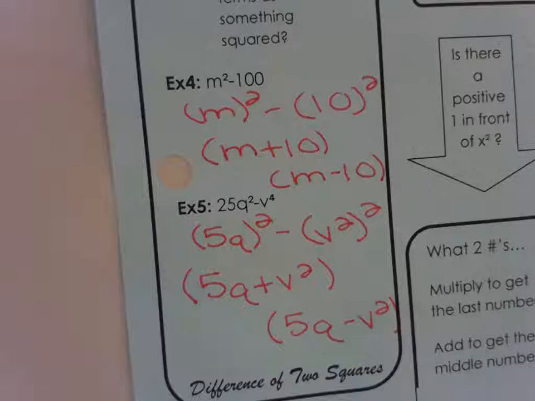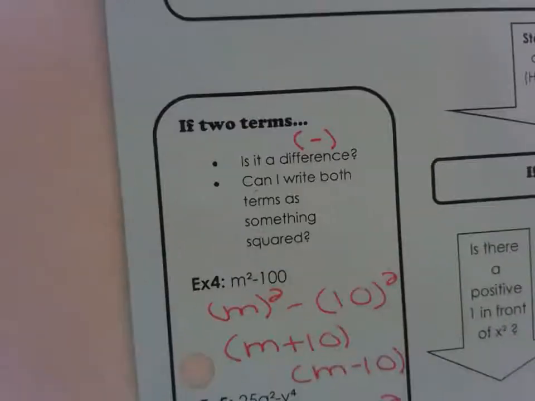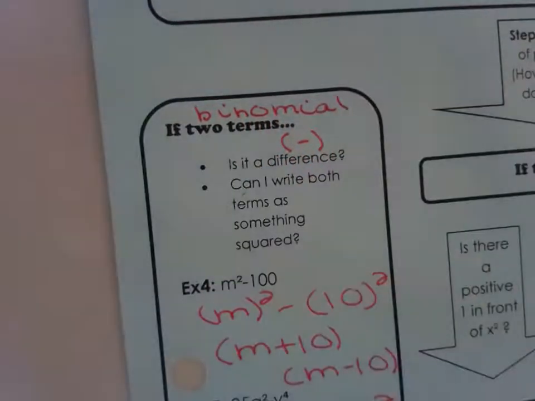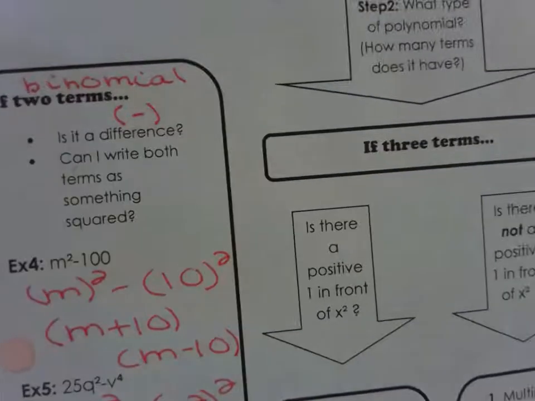So just a quick refresher. Difference of perfect squares. If you're two terms, that's what you want to look at. If you have three terms, if you have a trinomial, let's go ahead and write this up. Two terms is called a binomial, just because we can. So two terms is a binomial. Three terms is called a trinomial.